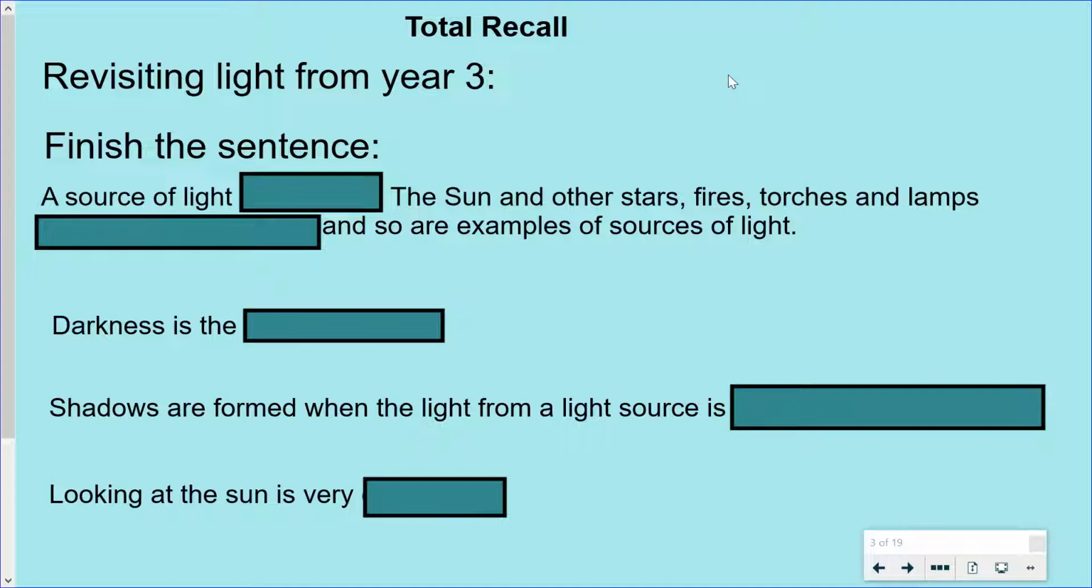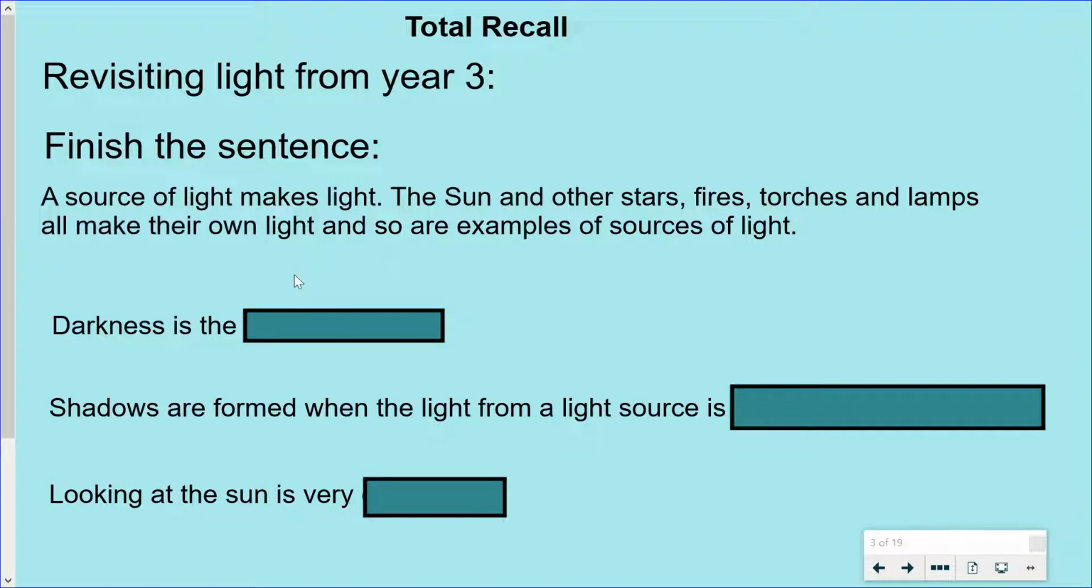The answers then. A source of light makes light. Now you could have the exact words or you might have got something similar or you may not have, but you've given it a go. The sun and other stars, fires, torches and lamps all make their own light and so are examples of sources of light. Darkness is the absence of light.